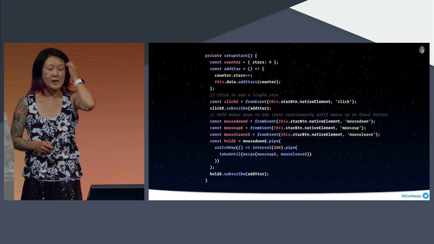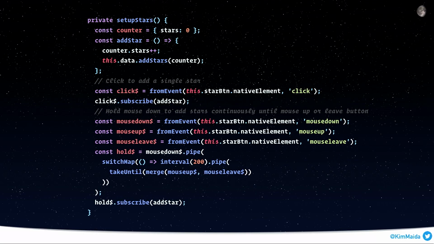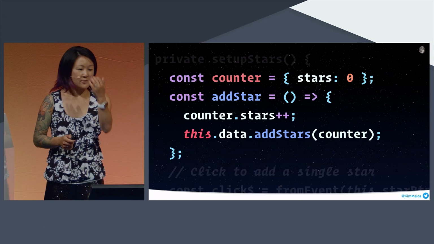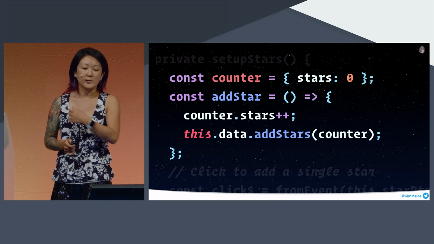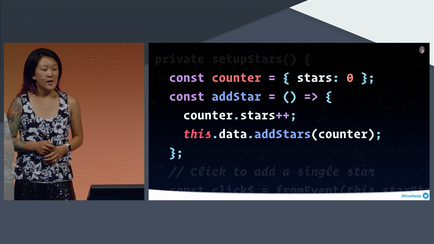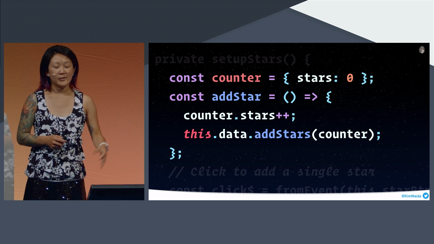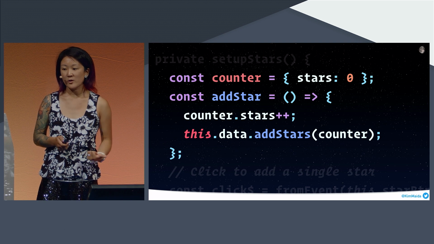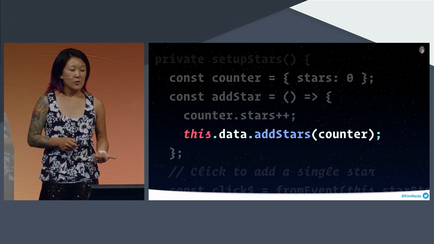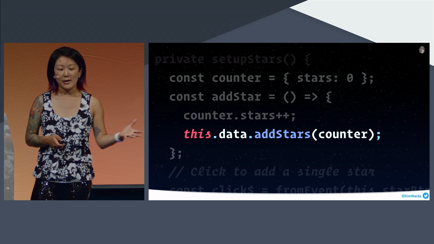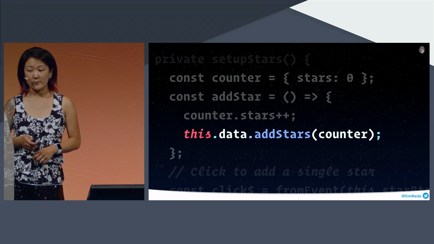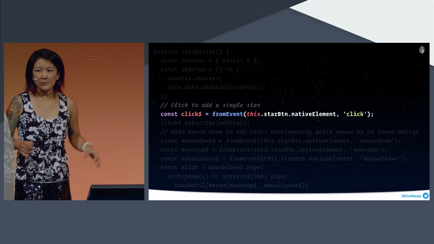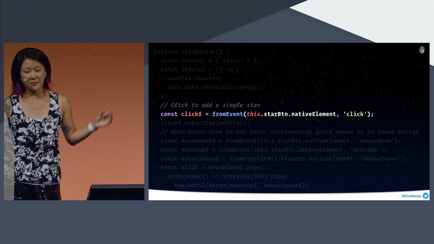It's mostly a reactive UI, but it also updates the state. So if we zoom in here, we can see that we have this counter for the number of stars. And then when we have this add star function, what it's going to do is increment the counter to add stars. And then I'm going to update the state using that add stars method from my data service.